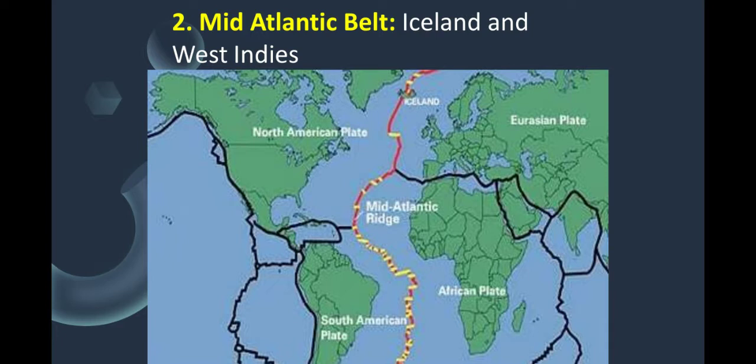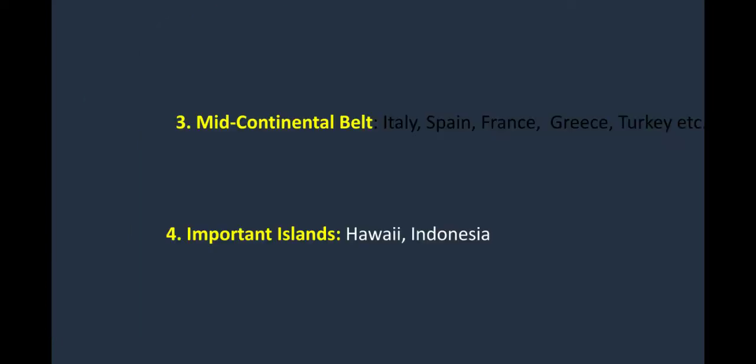So here also the volcanic eruptions are there. You can see that line, red with yellow going there. Some volcanic eruptions are there. This is only for your information. Then the mid-continental belt is Italy, Spain, France, Greece and Turkey. And important islands, Hawaii, Indonesia. You have to only know about them.